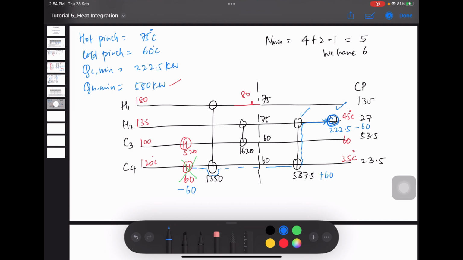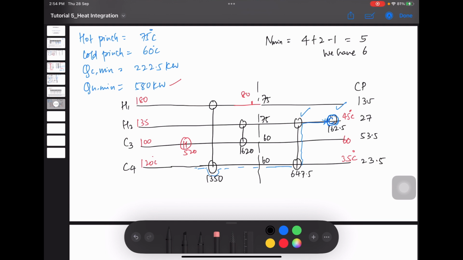Alright, so what will happen after that? It will look something like this. Let me erase this. So you have no more heater here. Alright, so this will become here how much? 647.5, and then here I have 162.5.